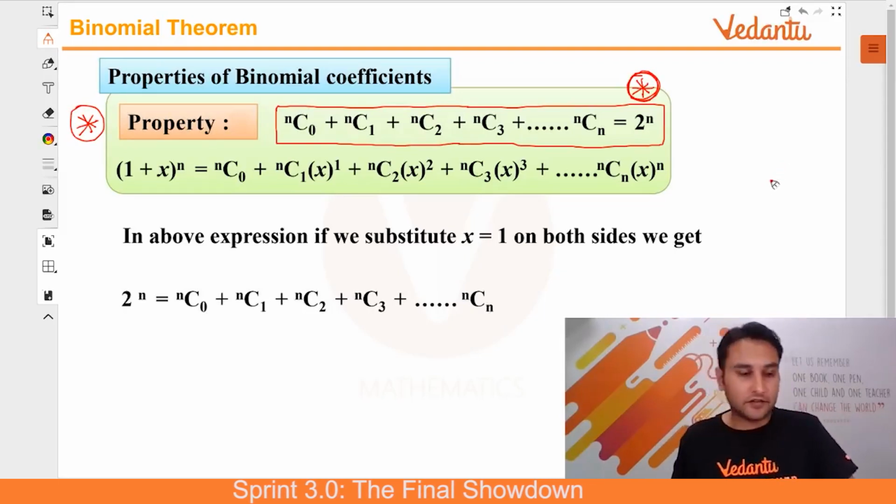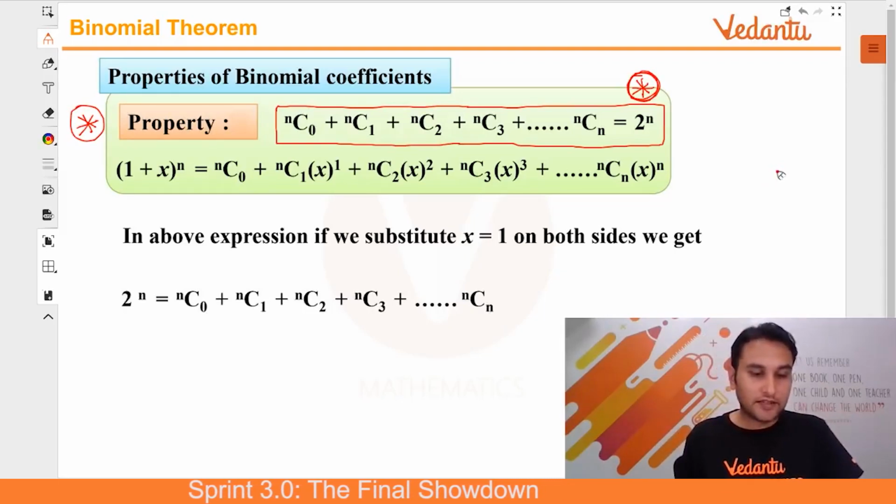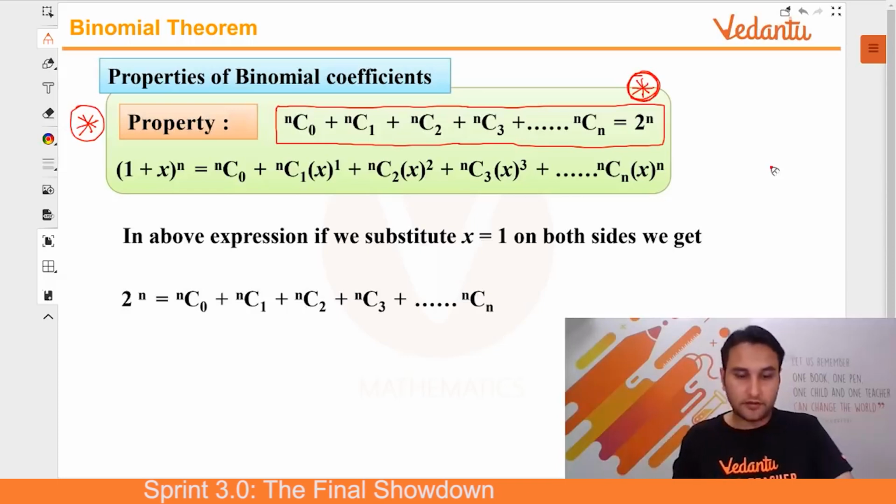LP Lalwani, both are correct. Both were correct. Either x is equal to 0 or x is equal to 4. Both are correct. Okay.